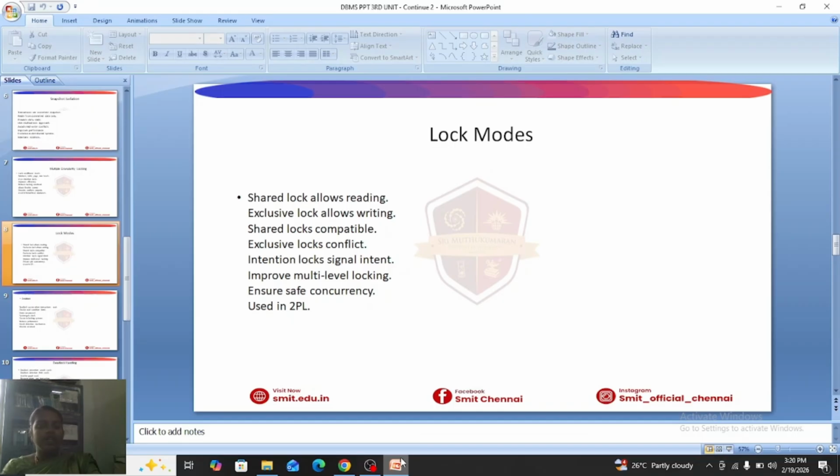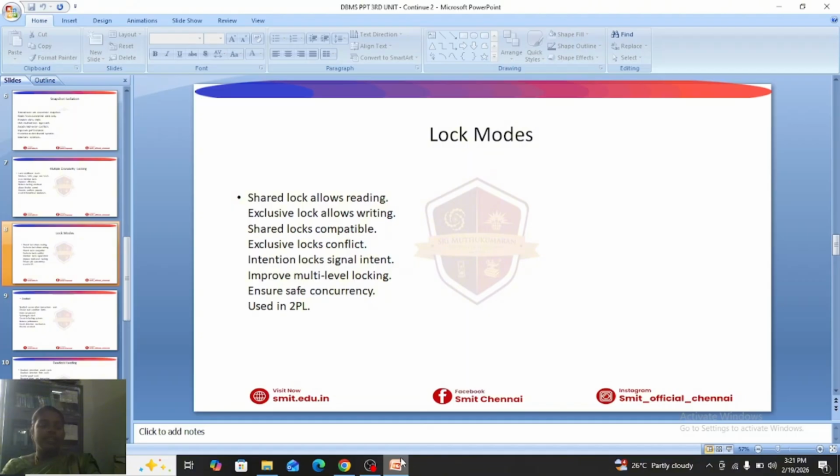Okay, moving on to intention locks. They signal intent. These are used in multiple granularity locking, like table plus row locking. IS, intention shared: it intends to acquire a shared lock at a lower level. IX, intention exclusive: intends to acquire an exclusive lock at a lower level. SIX, shared plus intention exclusive lock: let's read the entire table plus update some rows.